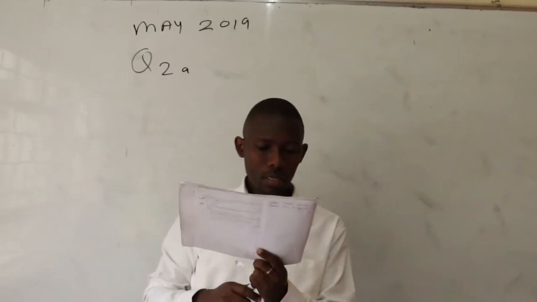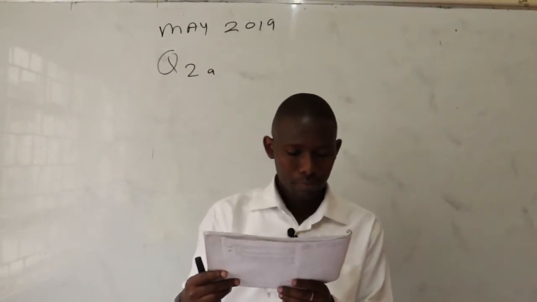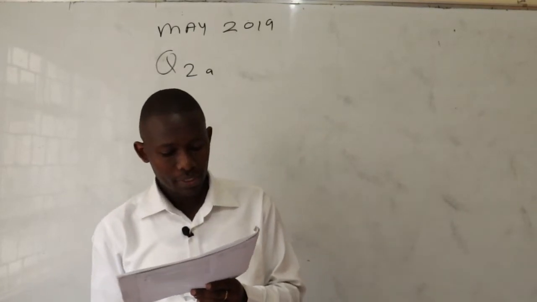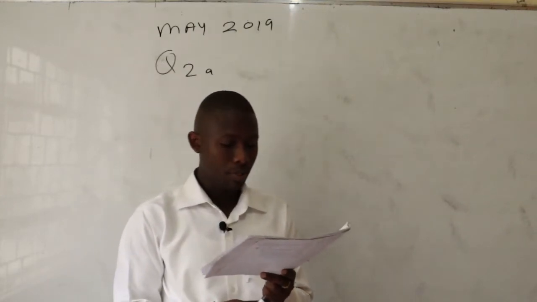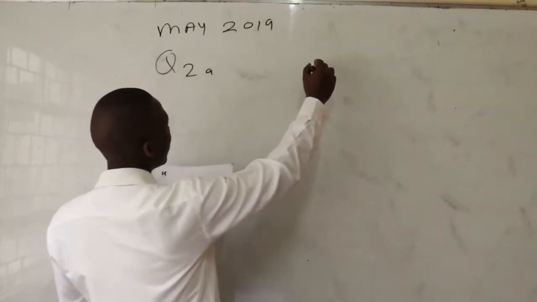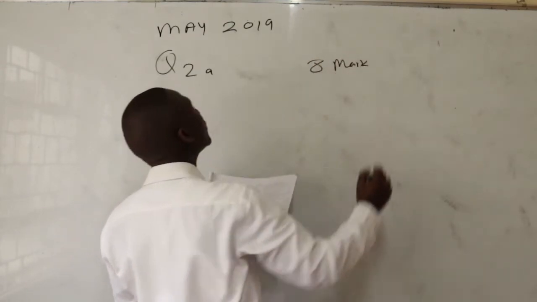So let's look at a question from the paper, May 2019, Question 2A. The question states, describe 4 distinguishing features between low-level and high-level programming languages. The question is given 8 marks.